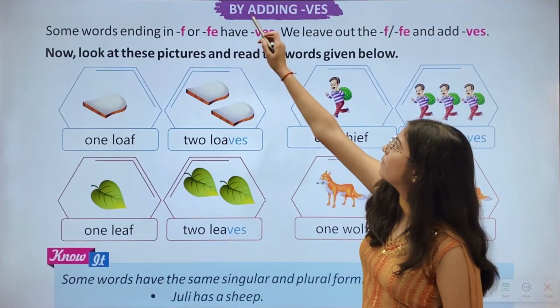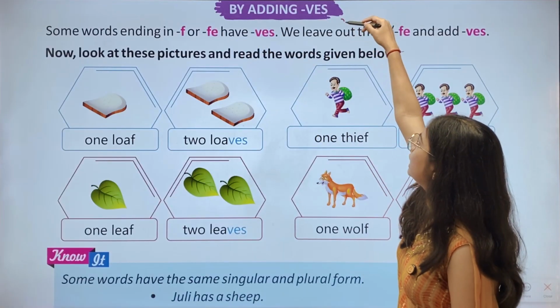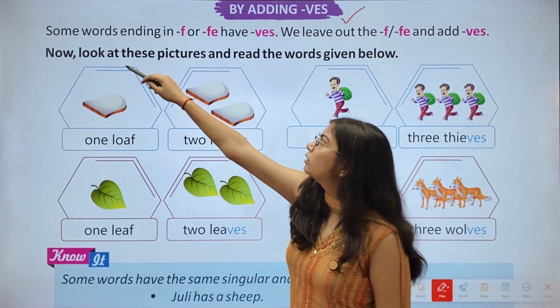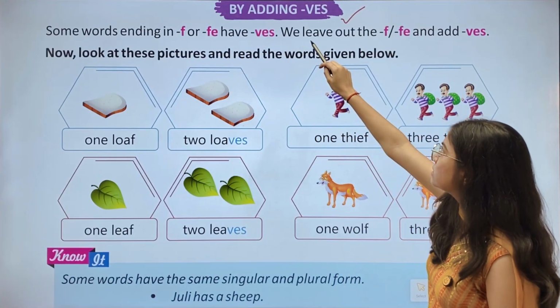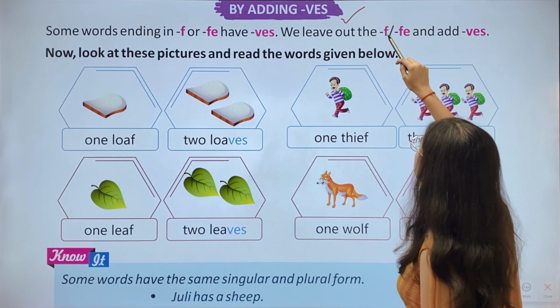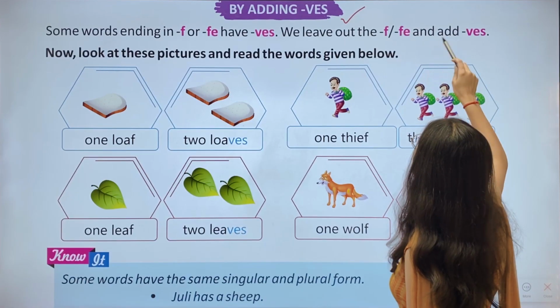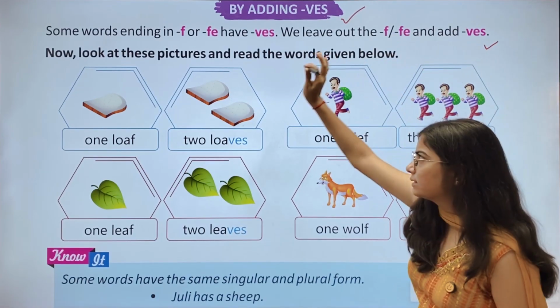Okay, then by adding ves, some words ending in f or fe have ves. We leave out the f or fe and add ves.